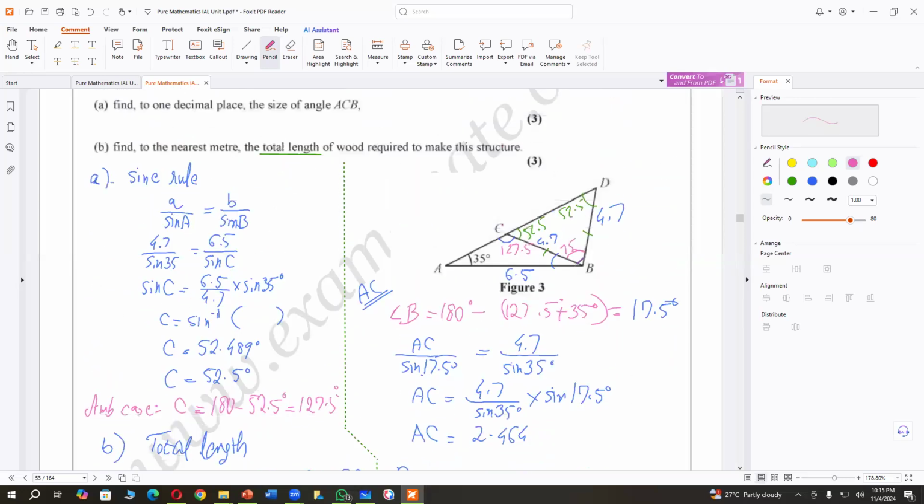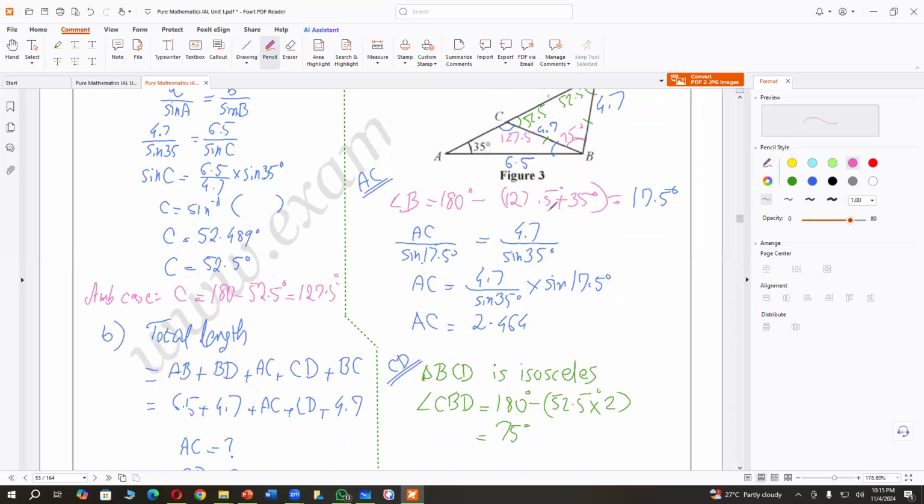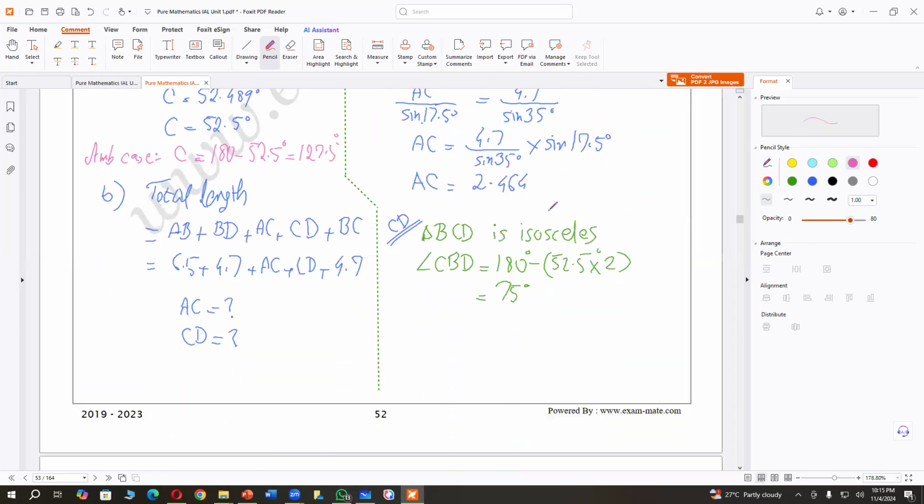Okay, now I have a good position. Now I can find CD. How can I find CD? I have the sine rule now. I can use sine rule also. So CD over sine 52.5 equals x over sine 75.